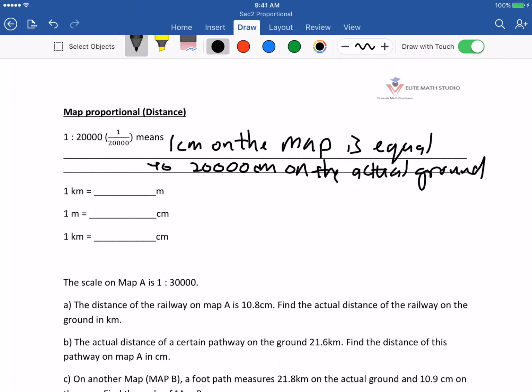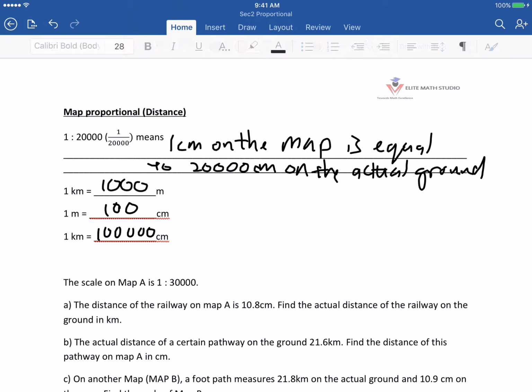Okay, so let's try to do some conversion. 1 kilometer is how many meters? 1,000. 1 meter is how many cm? 100. So hence 1 kilometer is equal to how many cm? 100,000. Okay, so let's move on to the next one.